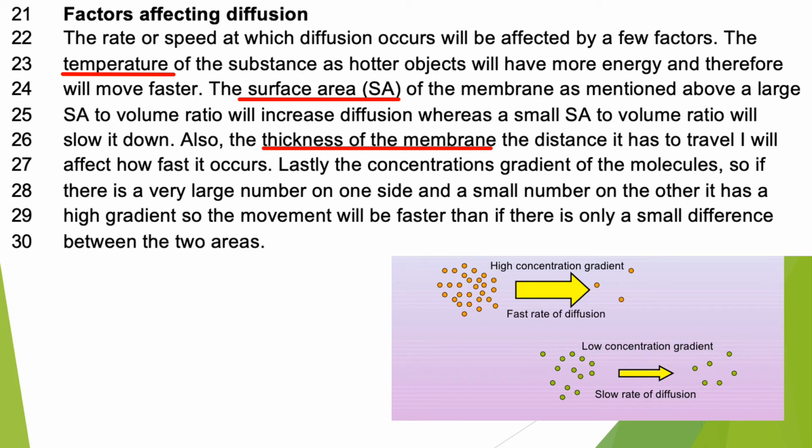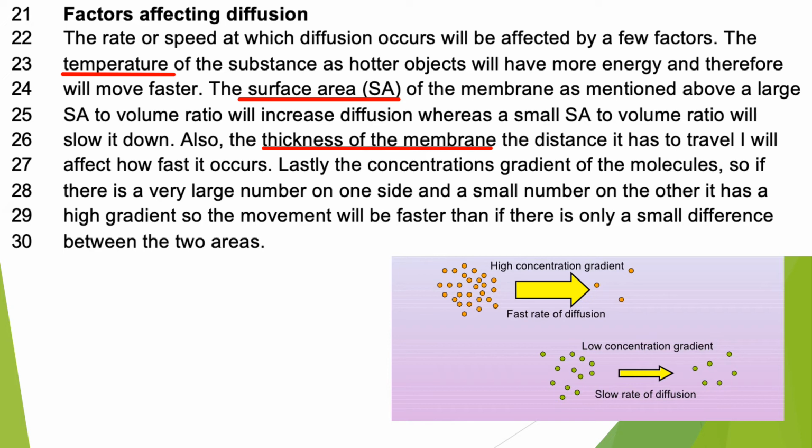Okay. Third one, the thickness of the membrane. The distance it has to travel will affect how fast it occurs. So same analogy. If you have a really, really thick shirt and you step outside into the rain, it might take a little bit of time for you to notice, oh, my shirt's wet. Okay. And if you had a really thin shirt, you step outside and the first drop hits your shirt and you say, oh, it's wet. Okay. So the thinner the membrane, the faster it will diffuse.